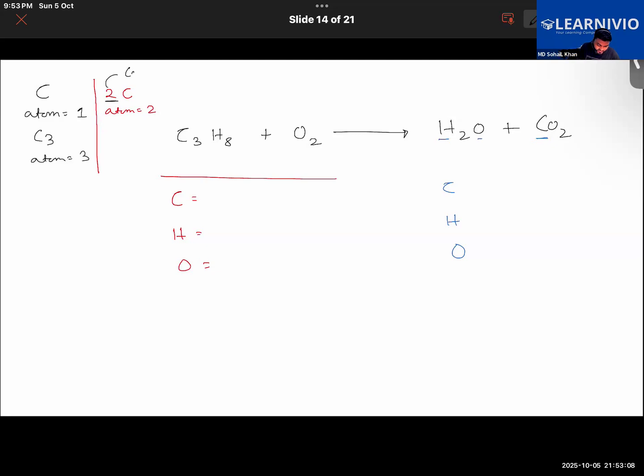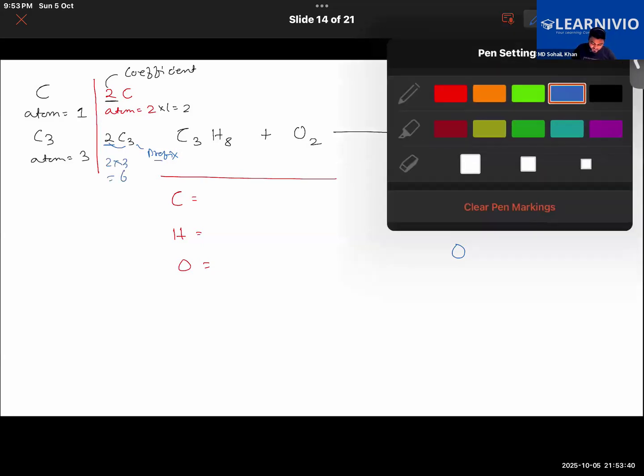Here the two is called the coefficient. I have written two, so the number of atoms will be two into one, that is two. Suppose I write 2 into C3. How many carbon atoms are there? This two will be multiplied with the three, which is the subscript here. So two into three, there are six atoms. Understood now? Yes, sir.